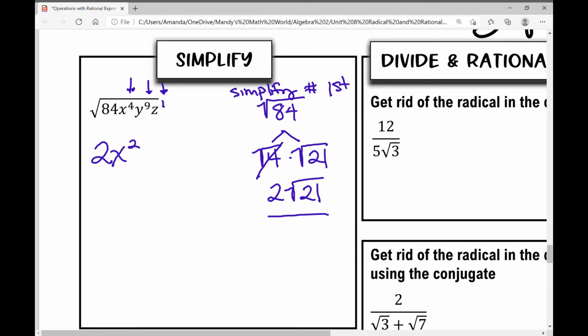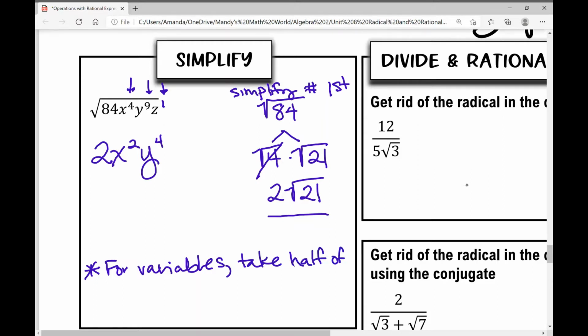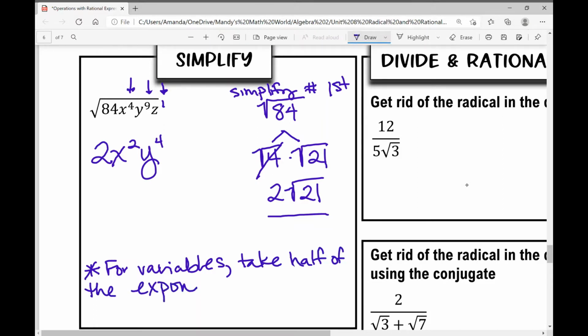But what do I do if I have an exponent that is odd? Well, I'm going to take half of it, which if I do 9 divided by 2, is 4.5. So y raised to the power of 4, but because it's odd, I'm going to leave one of those variables inside of the radical. So let's write that down here. For variables, take half of the exponent, and then if it's odd, you're going to leave 1 inside. So I'll show you what that looks like.